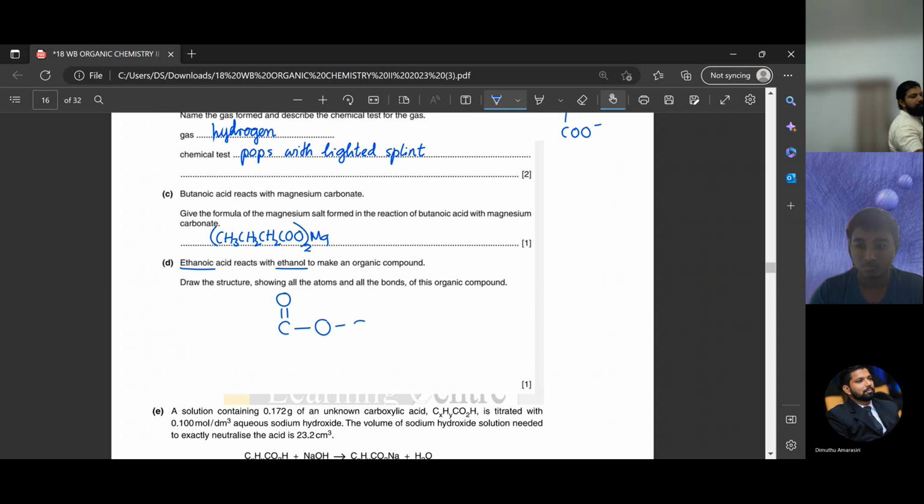How many carbon atoms are there? 2 carbon atoms, so you get the ethyl side. Now make the structure showing all the atoms and all the bonds, so you can't draw the condensed formula here; you need to draw the displayed formula. On the other side, 2 carbon atoms, you already have 1 carbon, so you put the other. This is ethyl ethanoate.